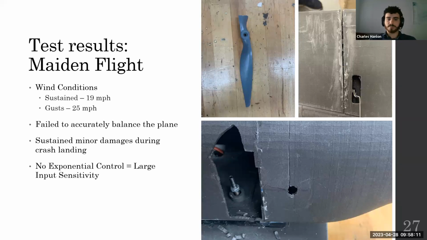We only sustained relatively minor damages on crash landing. We landed about a half mile away due to the high winds and low controllability. This was partly due to the lack of exponential control. Exponential control is an ability to linearize control inputs that are relatively nonlinear. This was due to our use of rotary servos.